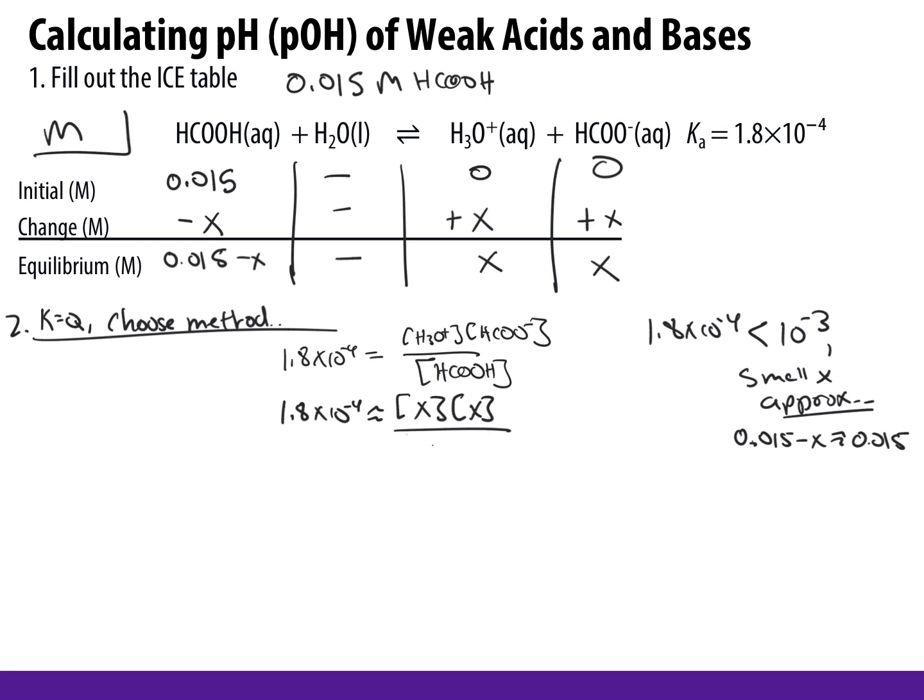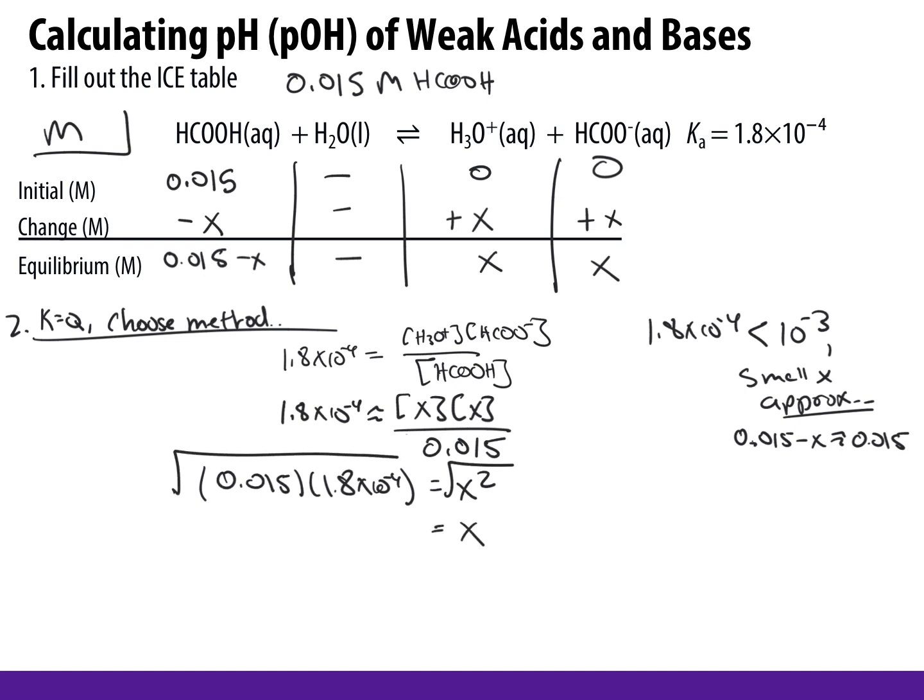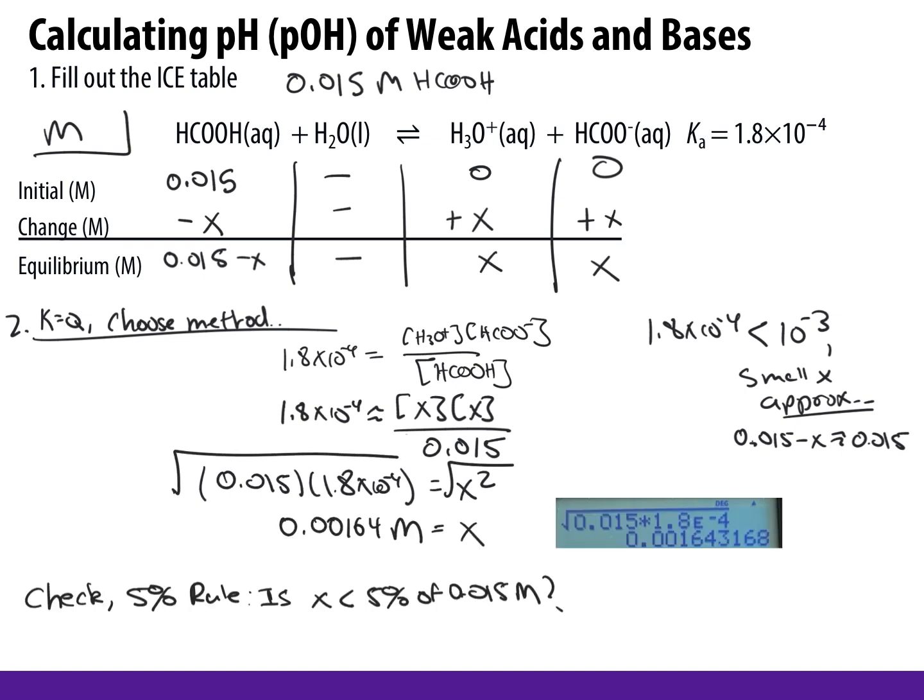That lets us approximate that 1.8 times 10 to the minus 4 is approximately x squared over 0.015. To solve here, I'm going to multiply both sides by 0.015. So 0.015 times 1.8 times 10 to the minus 4 is equal to x squared. Then take the square root of both sides to get my value of x. I find x is equal to 0.00164.